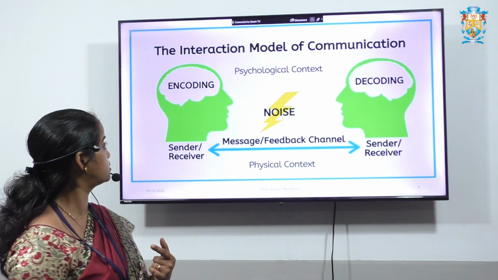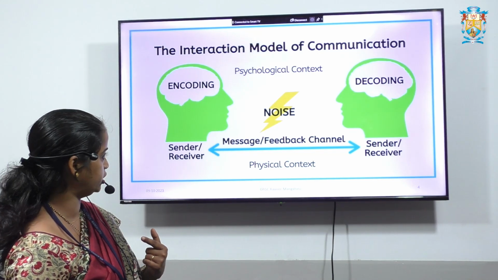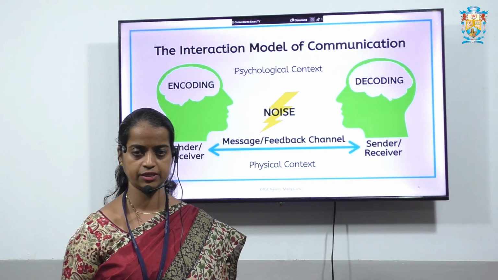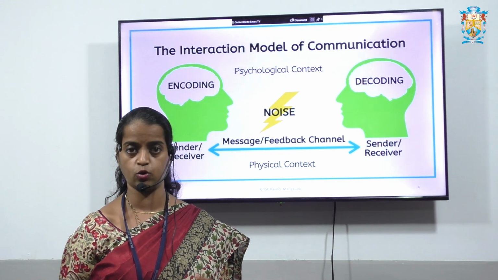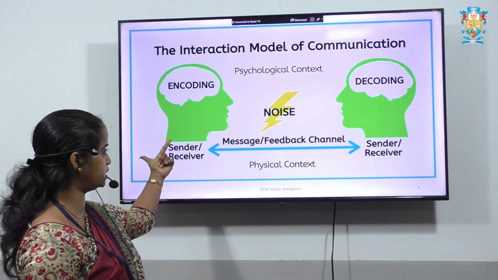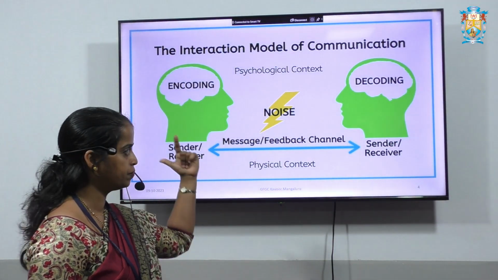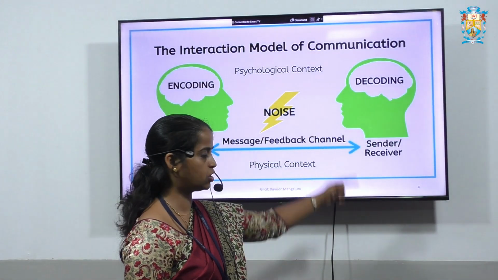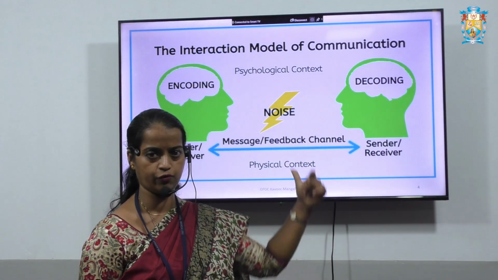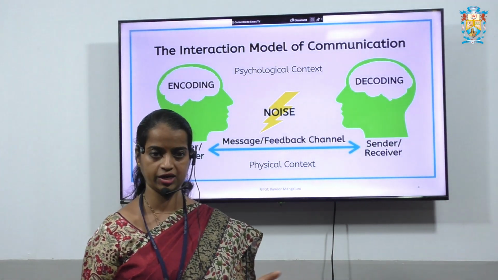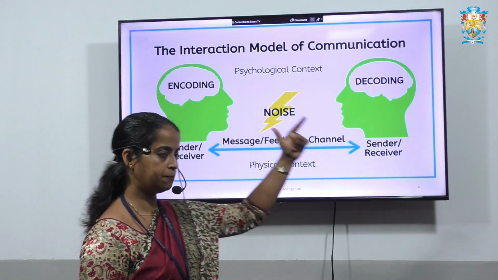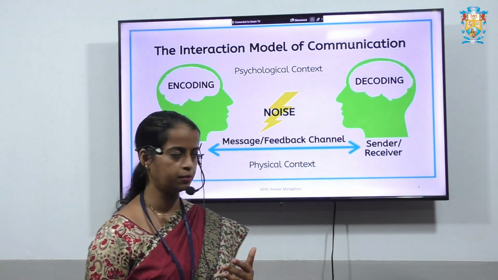Here we can find the next slide, the interaction model of communication. Whenever a person sends or passes a message, he is encoding the message. We can find there are 2 brains. The person who is sending the message is the encoder. The person who receives the message is the decoder. So there is a difference between encoding and decoding of a message. A person is finding from different sources, different references. He is encoding the message, and the person who receives is decoding the message.